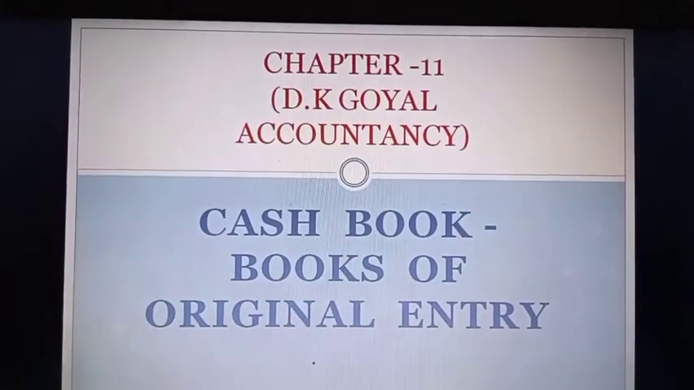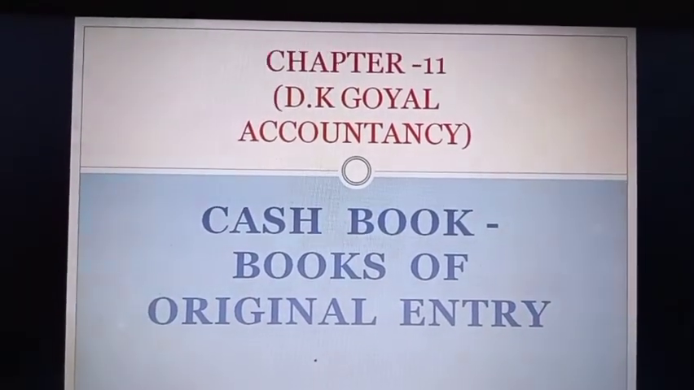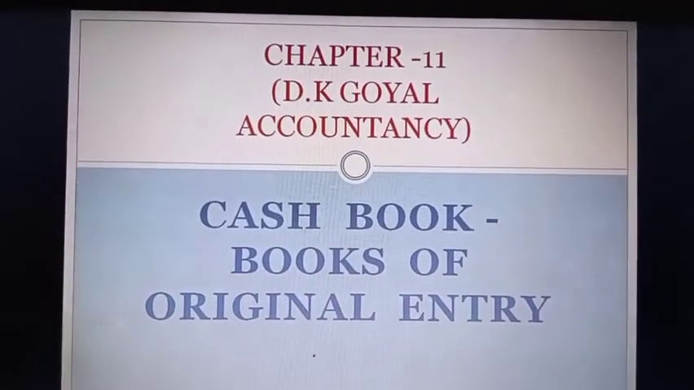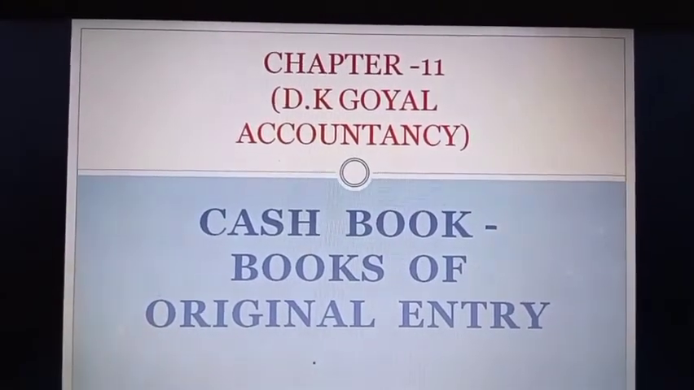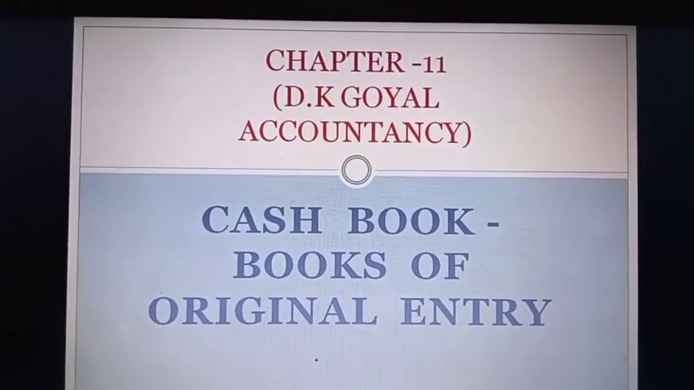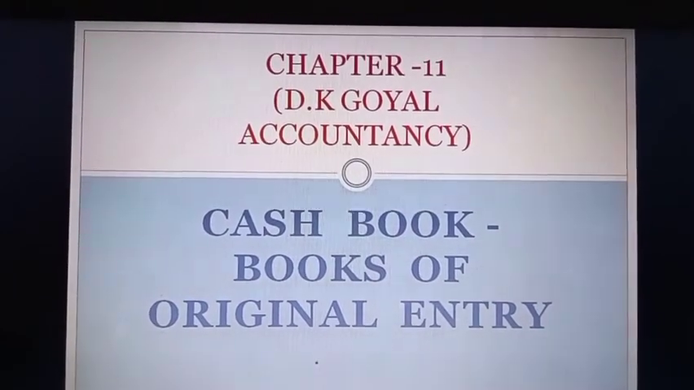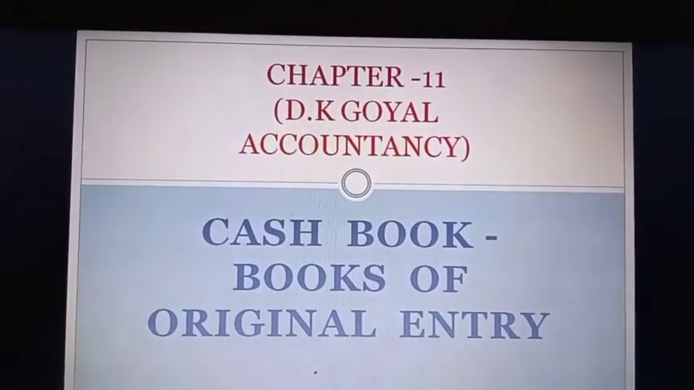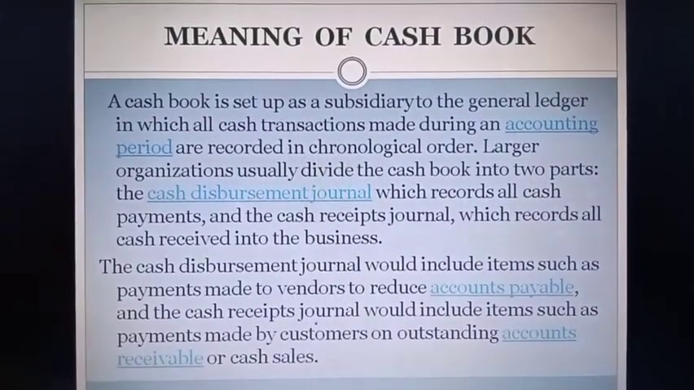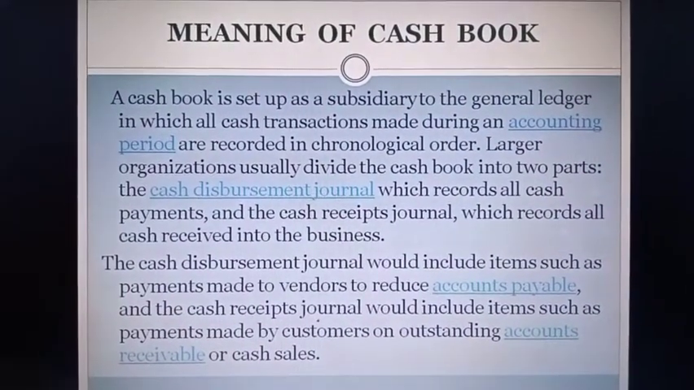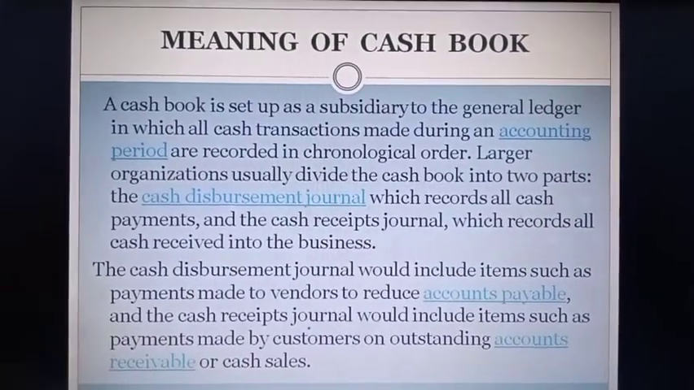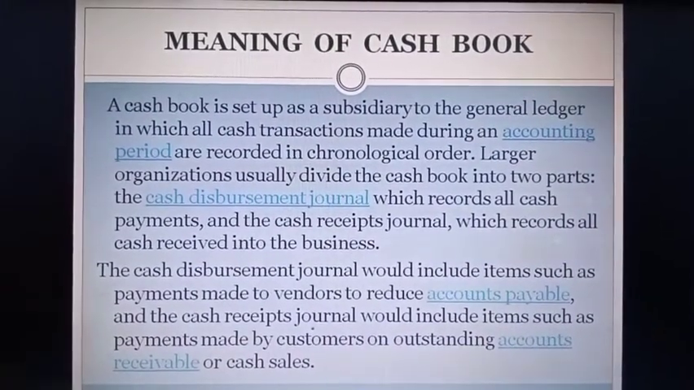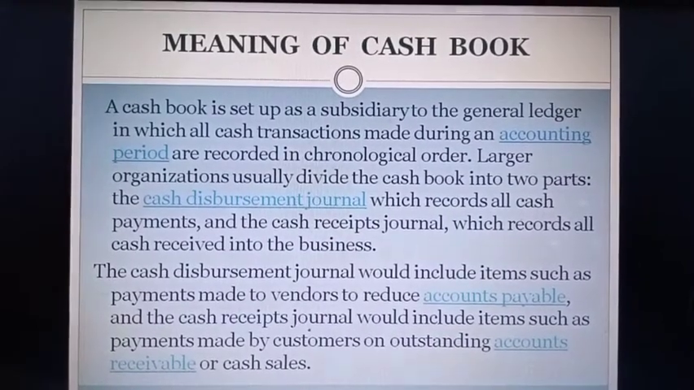Okay, so cash book is a book of original entry, as well as a subsidiary book. Now we will learn in detail about the definition and meaning of cash book. So here we have the meaning of cash book. A cash book is set up as a subsidiary to the general ledger in which all cash transactions made during an accounting period are recorded in chronological order.